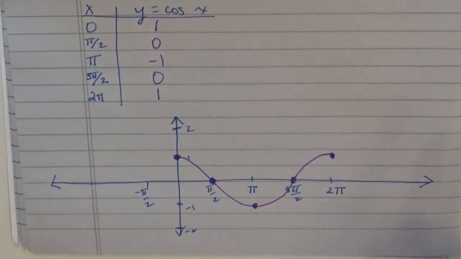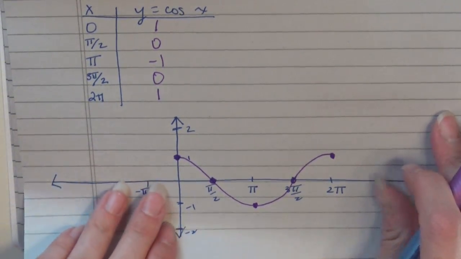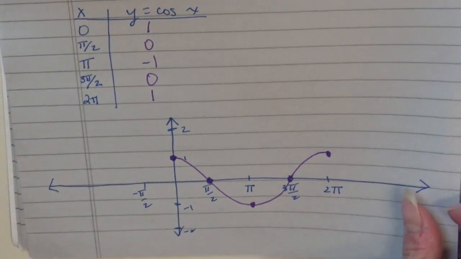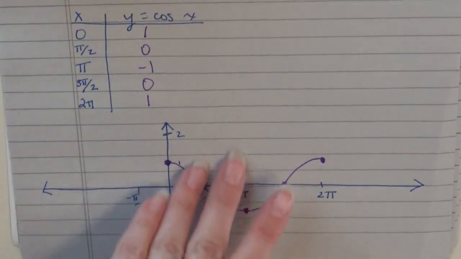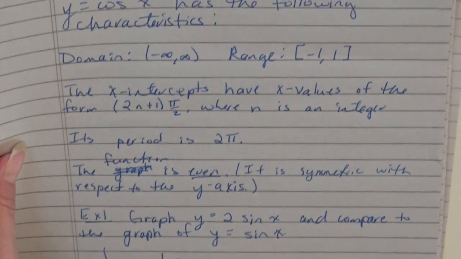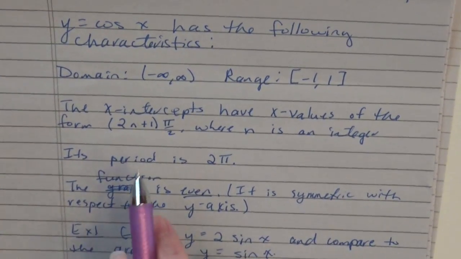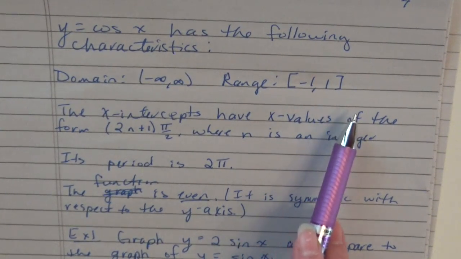Alright, so characteristics of the cosine function. Go on to page 4. Okay. It also has domain negative infinity to positive infinity, and its range goes from negative 1 to positive 1.